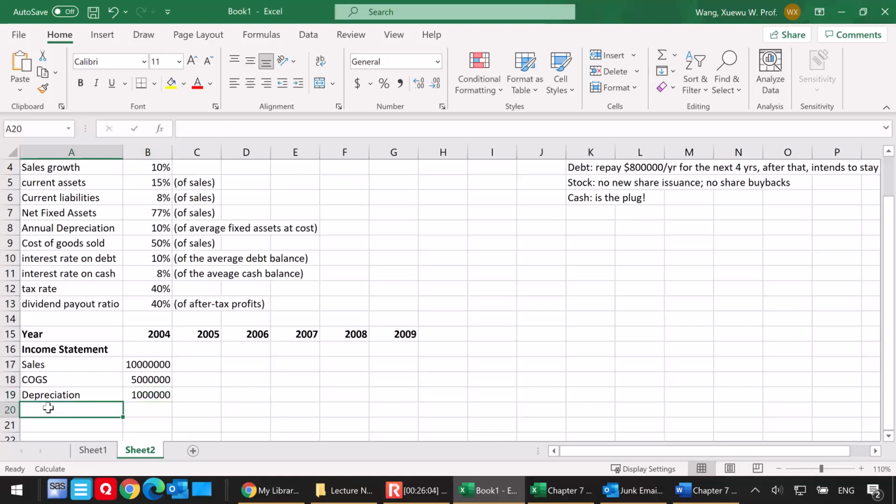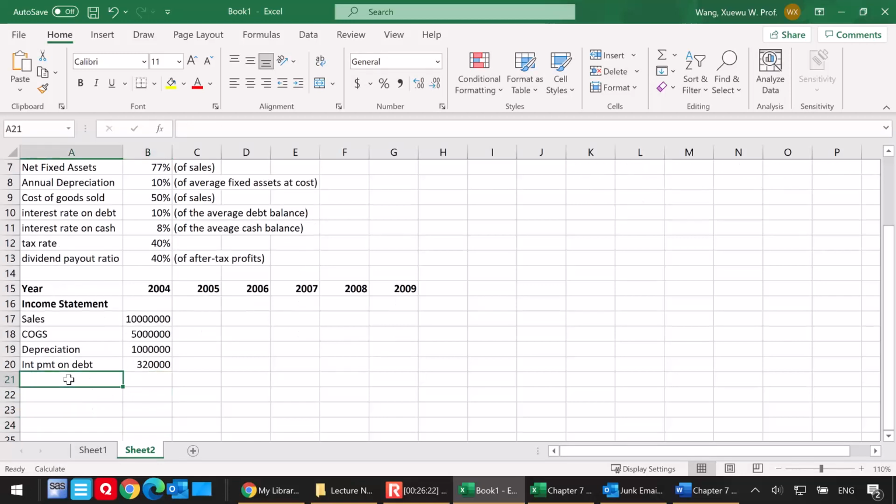All right, and then we have the interest payment on debt. The firm is actually paying $320,000 interest on debt. Then the firm also has cash, and the firm is actually earning interest on cash, and that's actually 64,000. These are the numbers coming from the income statement in the lecture notes.